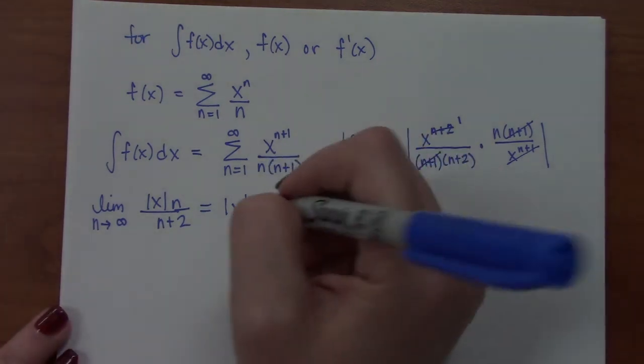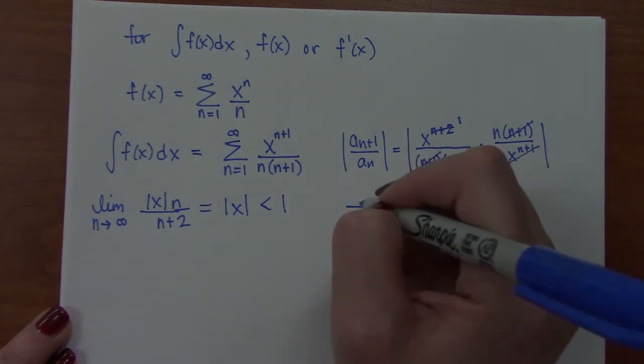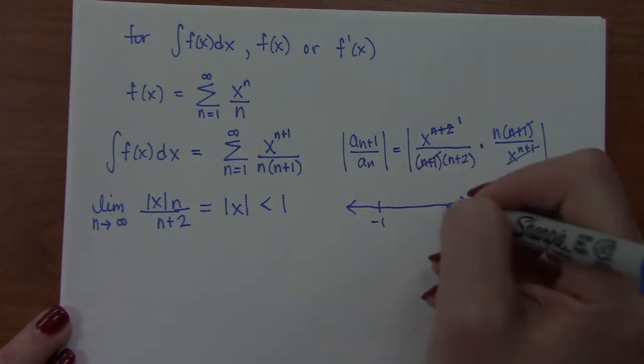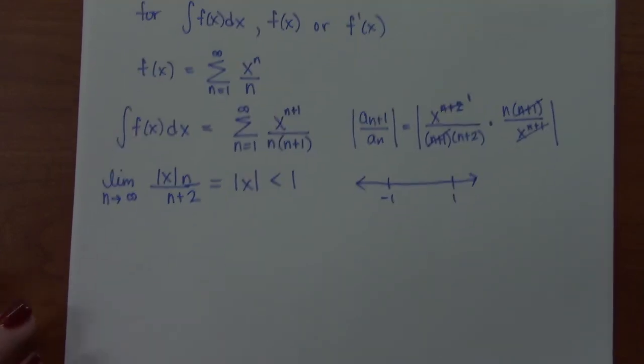This has to be less than 1. So notice we get the same interval that we saw before. But in the original series, we found that it worked at -1, but it did not work at +1. So we have to see if that's still the case with our new endpoints.